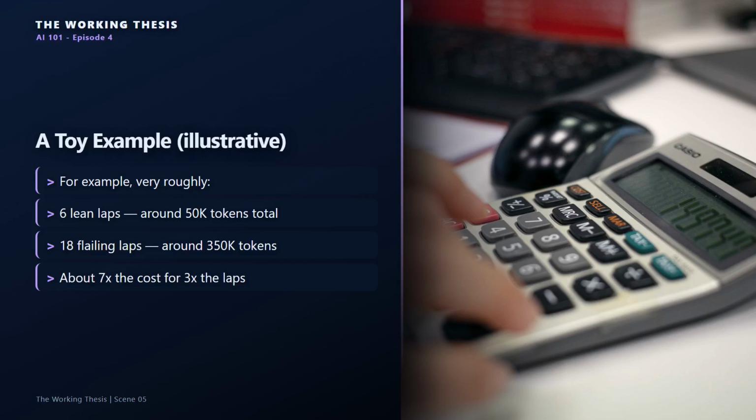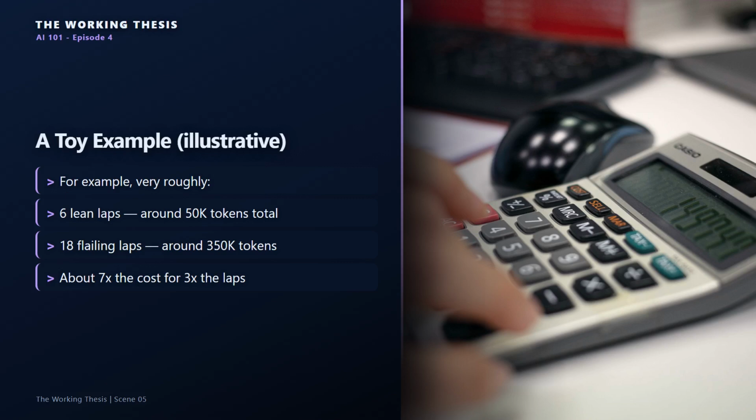These numbers are purely illustrative, but roughly speaking, imagine a highly capable model finishes a task in 6 lean laps. Because it gets right to the point, the transcript stays short. Across those 6 laps, it might process roughly 50,000 tokens in total. Now, take a weaker model. It flails and struggles, taking 18 laps. Because the transcript grows so much larger, across those 18 laps, it might process 350,000 tokens.